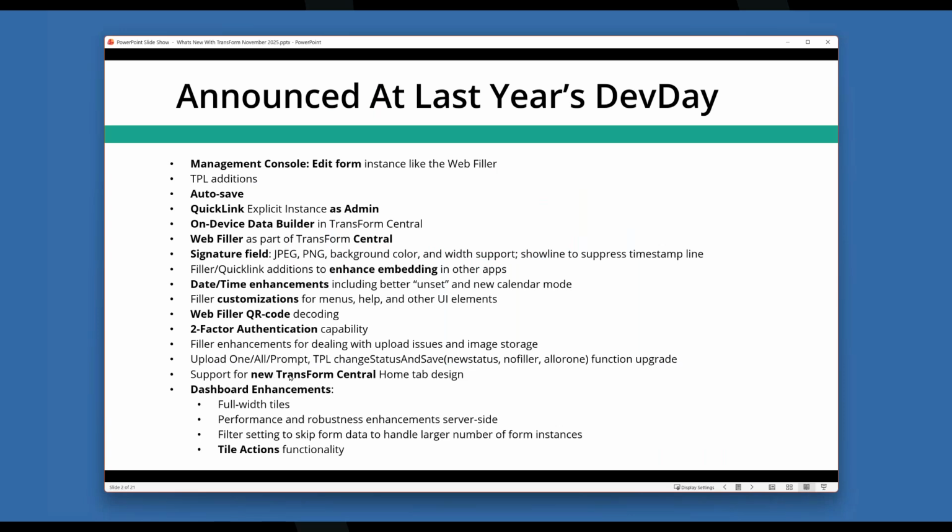But one of the big ones is that we were getting ready to support the new TransForm Central Home tab design, the main place where you go to control your use of TransForm as an administrator and sometimes as a user. That is TransForm Central, transform.alphasoftware.com, and we redesigned it to be a much more powerful, much better looking and usable system than we had before, and put a lot more stuff into it. And this was getting ready for that.